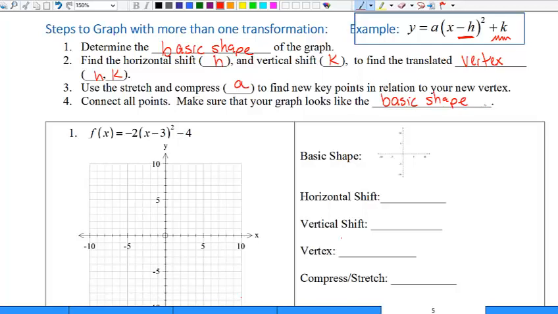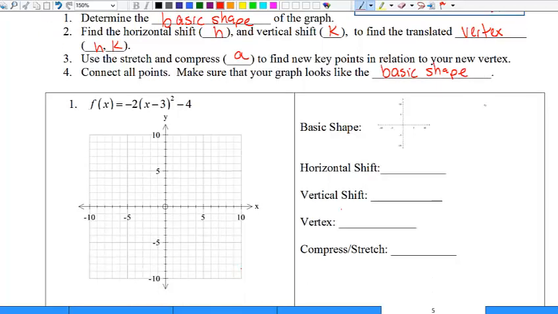So let's practice this. On our first problem, we have f of x equals negative 2 times x minus 3 quantity squared minus 4. So because of this squared here, I know it's a quadratic. If you want to think about your parent function with its transformations, if I'm trying to find the basic shape, I know that's a U shape because it's a quadratic. My horizontal shift will be the h, in this case a positive 3. It's opposite of what you think.